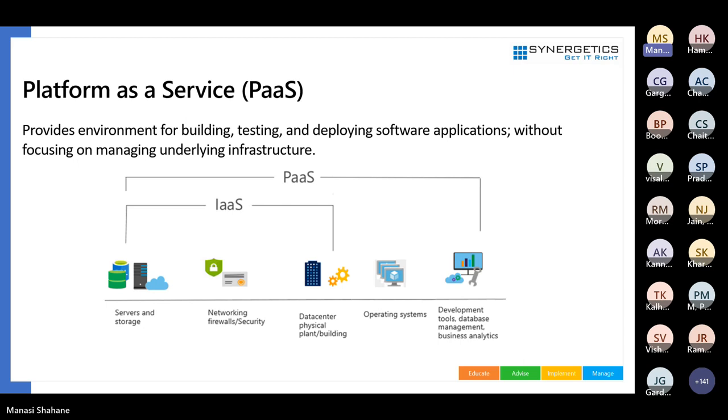In what region do you want to deploy? What should be the redundancy? All these things you decide. Those are the basic configurations that you do. Rest, what operating system the application is using, what size of the disk it is using, you don't have to worry. That kind of service is called platform as a service, on any cloud you go. This is the service that is provided.